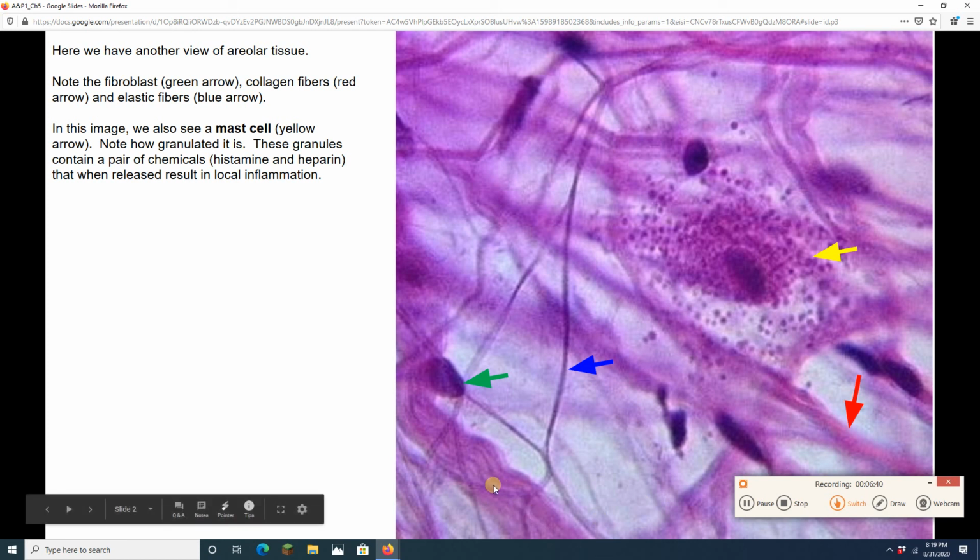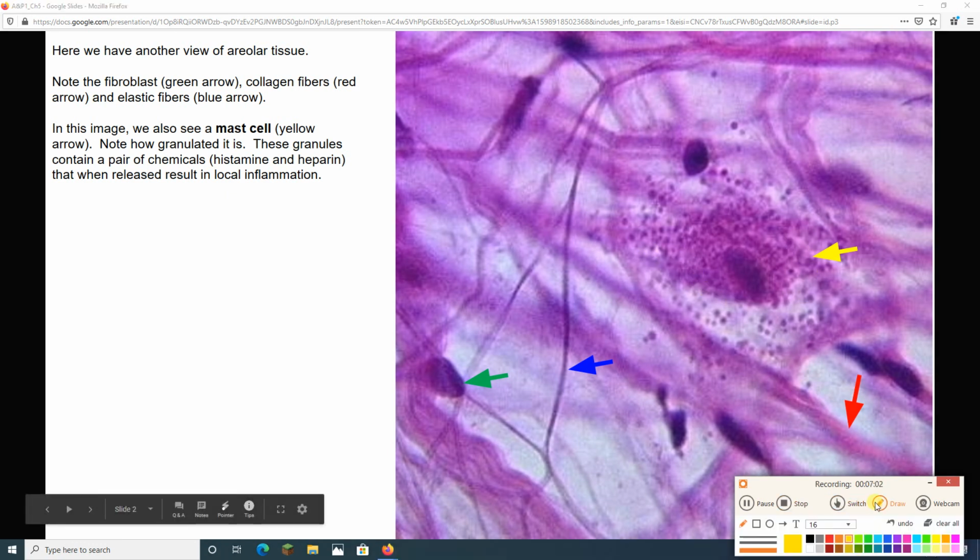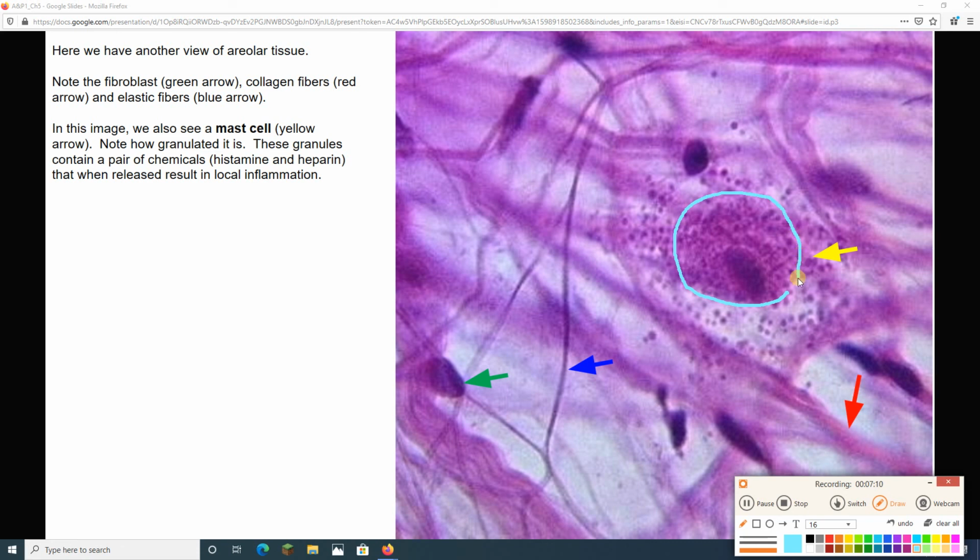I see some kind of thick, wavy collagen. Not quite as pink as in the other slide. That's okay. Another collagen up here. Now, I also see a fibroblast right here. Beautiful fiber maker. But I see another cell. This guy right here, let's go light blue, is what's called a mast cell. He is called a mast cell.